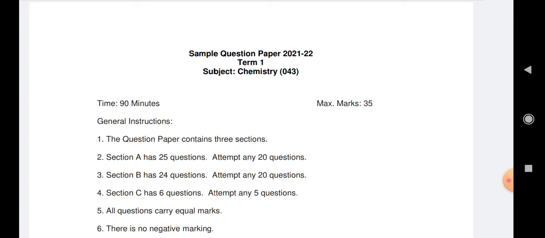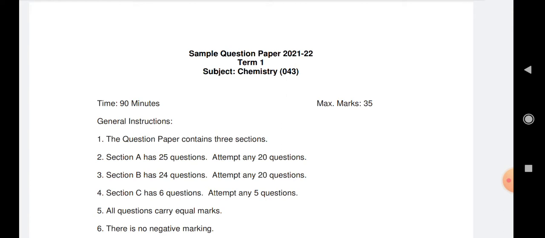Now, as you know, this time the board examination is going to be taken twice in this session, in the form of term 1 and term 2. That is, the final board examination has been divided into two parts. For chemistry, the final examination is taken in the marks of 70. Term 1 has been divided into 35, and term 2 will be on 35 only.